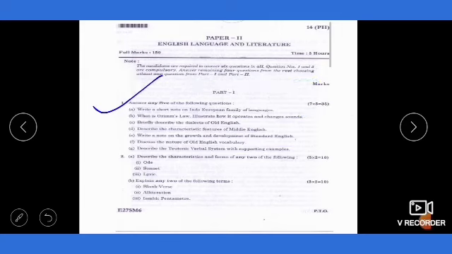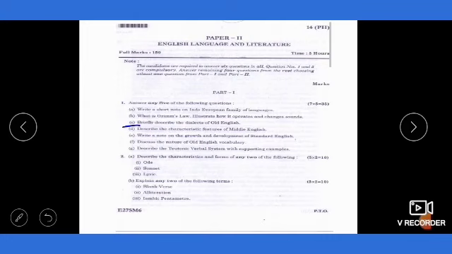Now let's start with Part 1 first. Part 1, you have to answer any 5 questions that is of 35 marks. Total number of questions you have to do is 5. And these 5 questions each is of 7 marks. Let's start with question number A. Write short note on Indo-European family of language. B. What is Grimm's law? Illustrate how it operates and changes sounds.